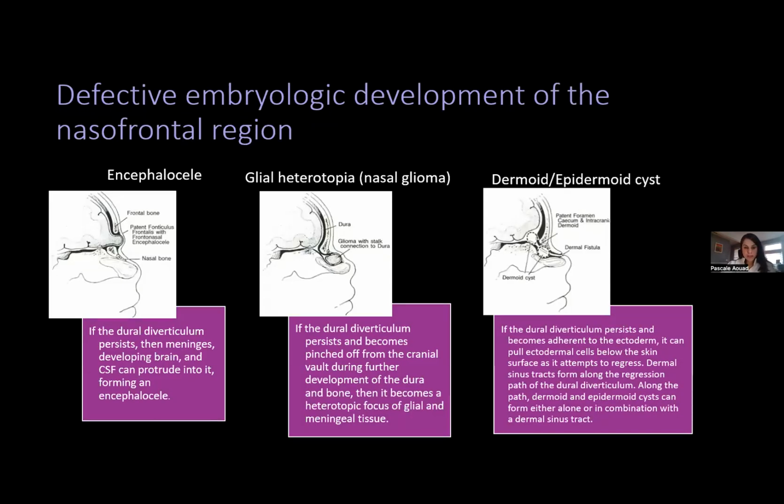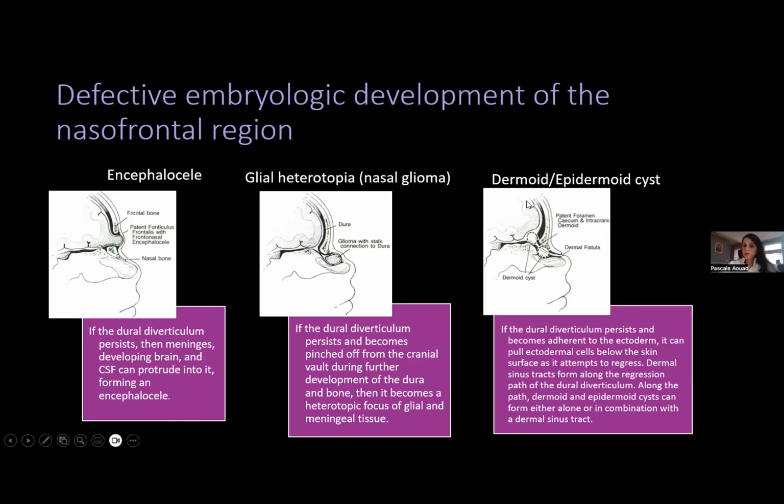So now let's review each entity, exactly what happens in each case. First, for the encephalocele, if the dura diverticulum persists, then the meninges, the developing brain, and the CSF can protrude through that diverticulum, and they will form an encephalocele. For the glial heterotopia or nasal glioma, if the dura diverticulum persists but becomes pinched off from the cranial vault, so it's separate during further development of the dura and bone, then it becomes a heterotopic focus of glial and meningeal tissue.